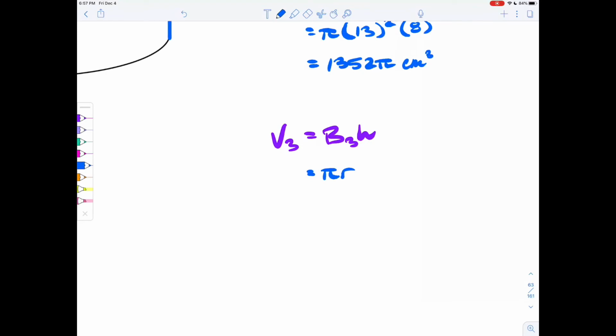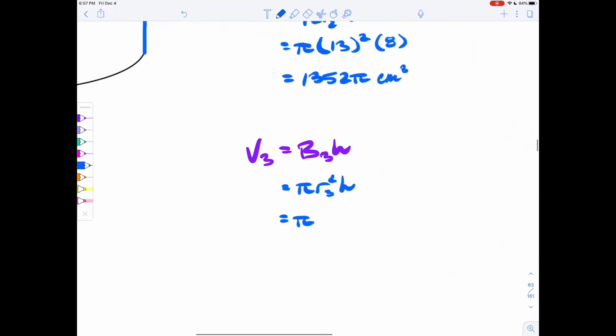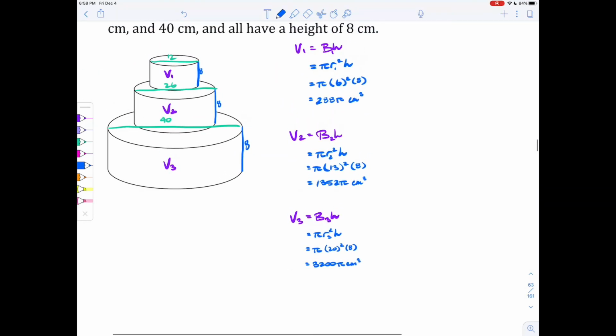And this last one, again, volume is base 3 times the height, where base 3 is pi times the square of radius 3, and then the height. And then our third one, diameter was 40, so we're looking at a radius of 20, and multiplying that by the height again. So that bottom slab has a volume of 3,200 pi cubic centimeters. I'm not done yet, but I've gotten the volume of each of these individual components. That looks like a snowman.